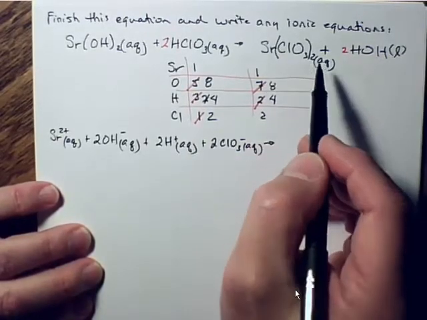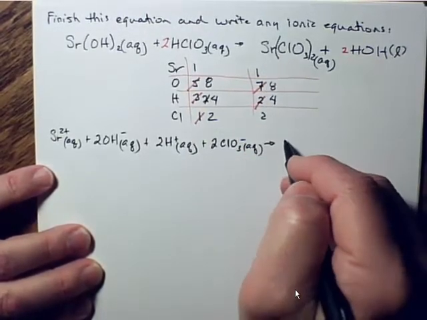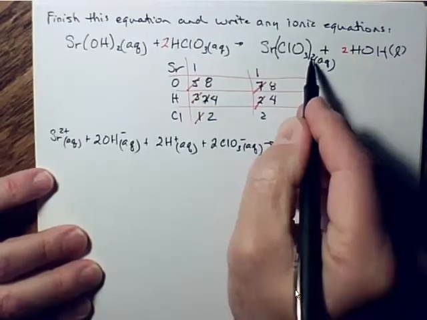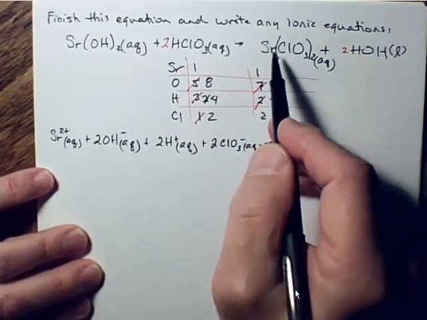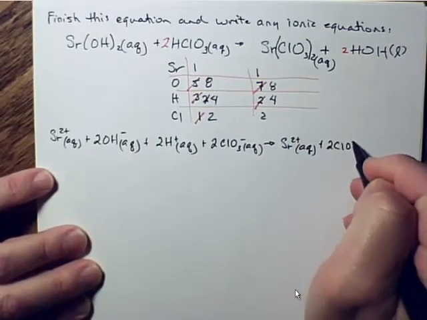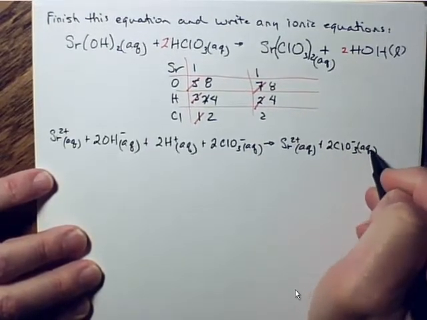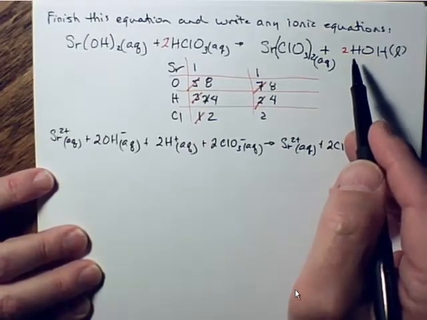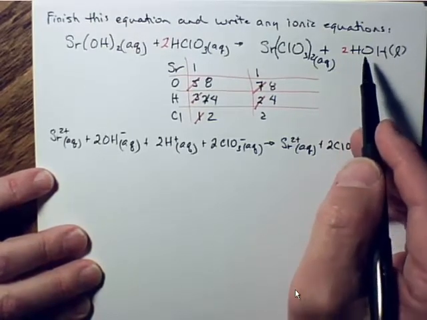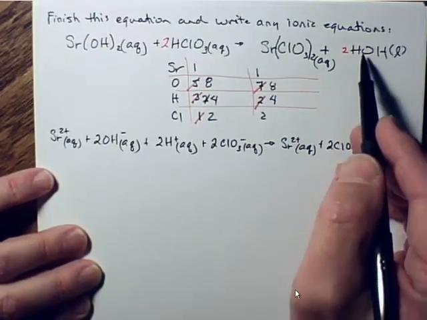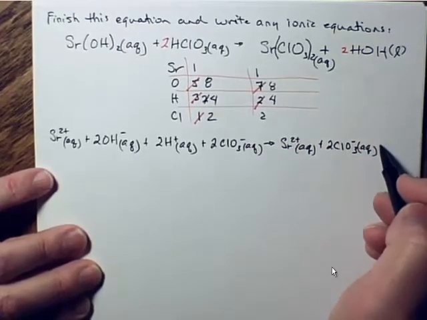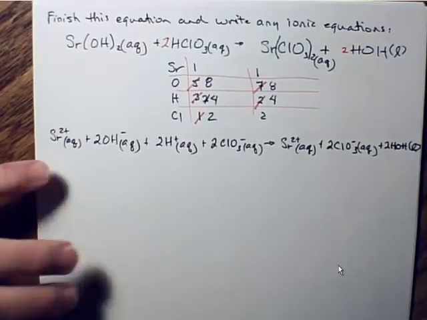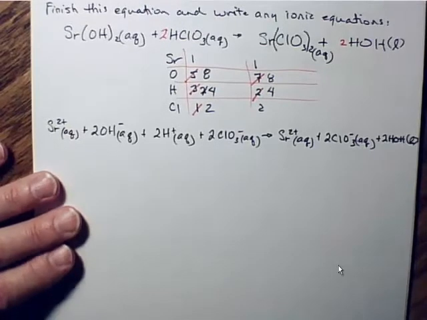Strontium chloride over here, this is aqueous, it's an ionic compound, it's going to split up. Strontium is 2 plus, I have 1 of those. I have 2 chlorates. This 2 outside the parentheses means I have 2 of these things inside. Water is not aqueous. Water is not ionic or an acid, although rarely we treat it like an acid. But as far as these kinds of equations are concerned, this is just going to stay the way it looks here. So this is going to be plus 2HOH liquid. Okay, and there's the complete ionic equation.